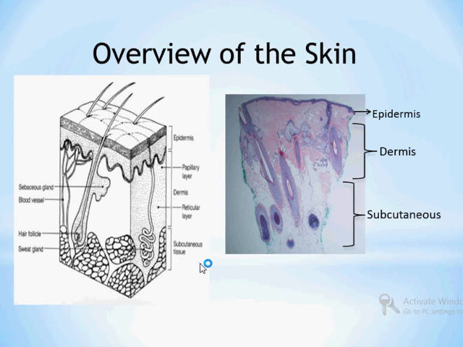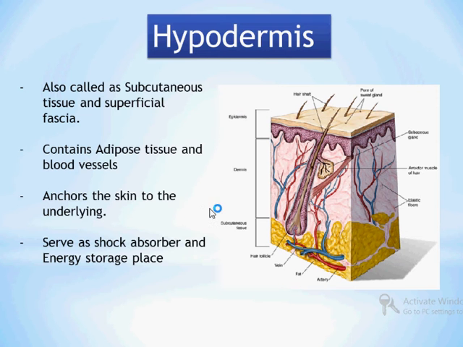Now in this video our discussion will go from the bottom layer to the top layer. So we will first talk about the subcutaneous tissue, then the dermis and the epidermis. However, this video is mainly about the hypodermis of the skin. We will talk about the dermis and the epidermis in separate videos. So let's have a talk about the hypodermis of the skin.